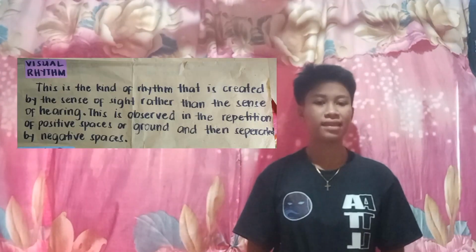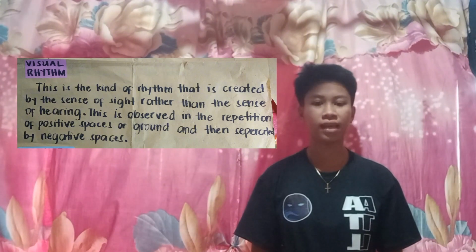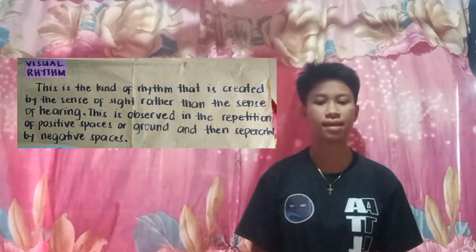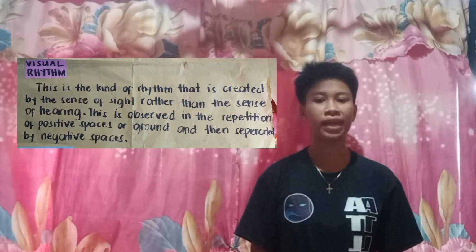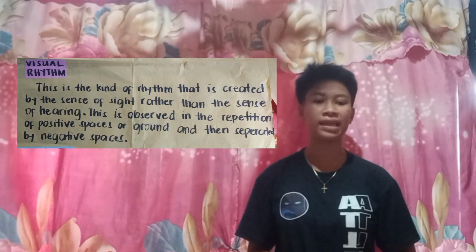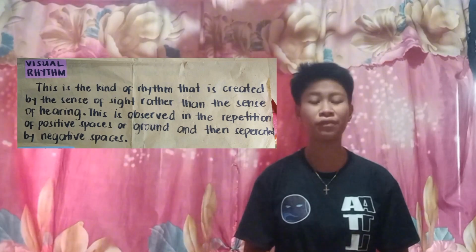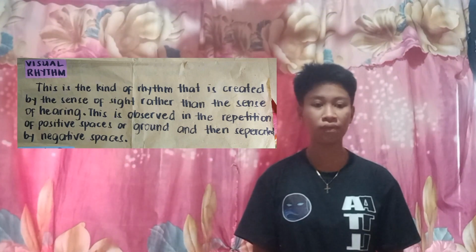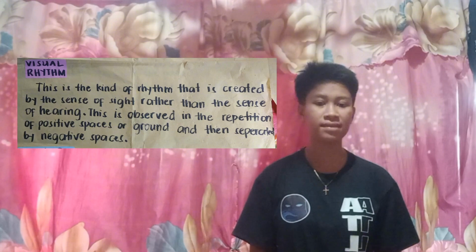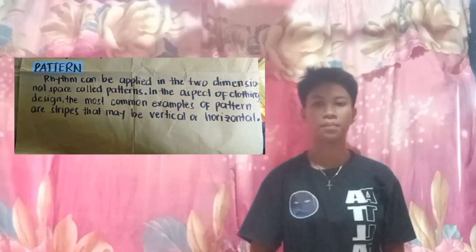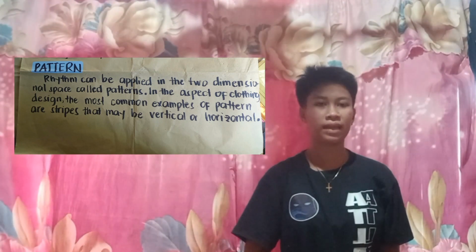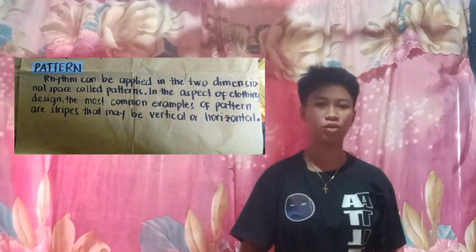Visual rhythm. This is the kind of rhythm that is created by the sense of sight rather than the sense of hearing. So, ang kanina ay ang visual rhythm, ang gina-create ni siya through the sense of sight, dili through the sense of hearing. This is observed in the repetition of positive spaces or ground and then separated by negative spaces. Pattern. Rhythm can be applied in the two-dimensional space called pattern.